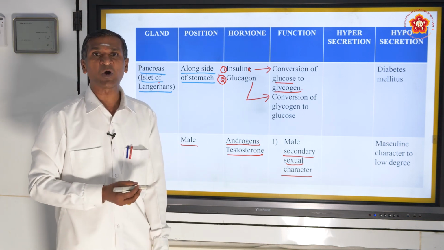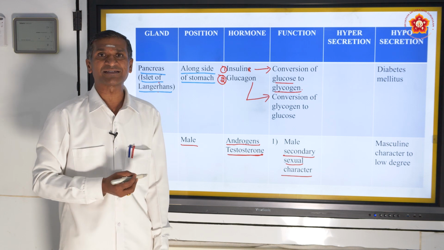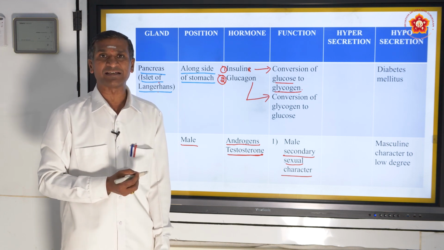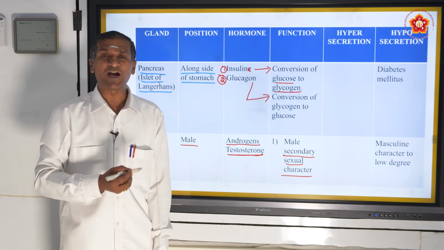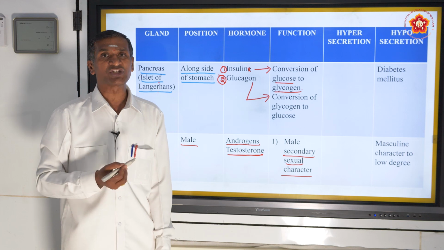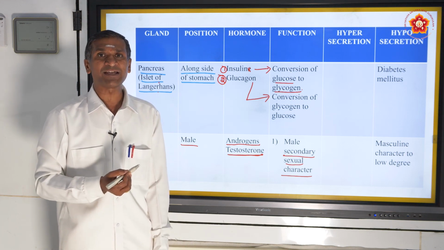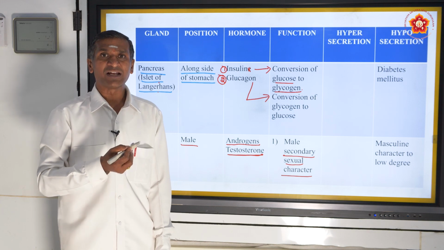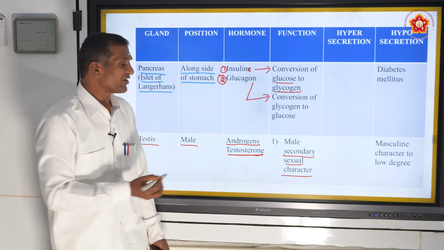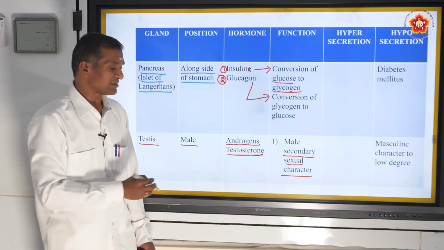If there is less testosterone, the person will have masculine characters to a low degree. The male will not have masculine characters such as moustache and beard development, the voice breaking, and the voice becoming rough. Breaking means the voice becoming rough. The shoulder development may not be there, or it may take a very long time when there is less production of testosterone in the males.